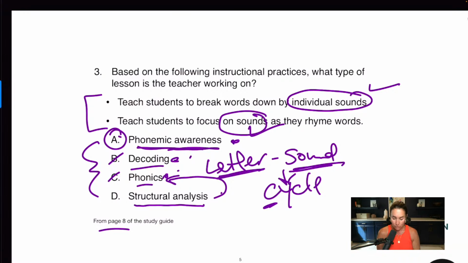But with phonemic awareness, I don't do that. I'm just paying attention to sounds. Looks like A is my correct answer. Let's have a look at the question.